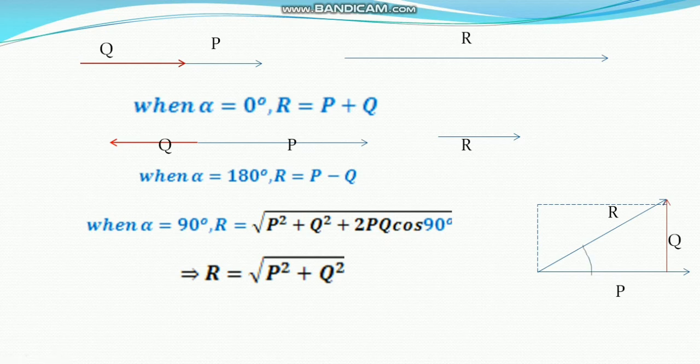In this case, the resultant force R is having some angle with either P or Q. To find that, let beta be the angle between the resultant force R and the P force. Then you can say tan beta is equal to Q by P. If you know Q and P, you can find out the direction of the resultant force.